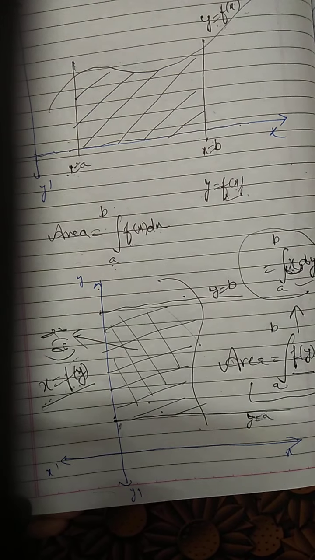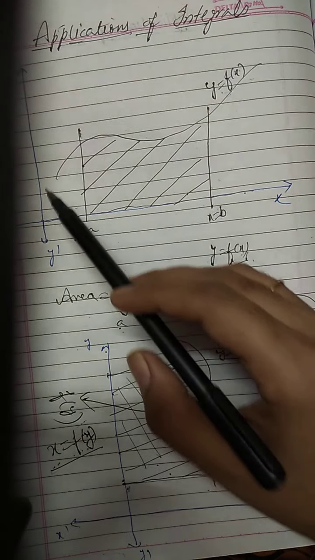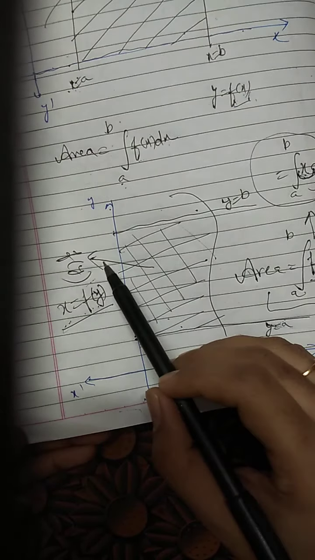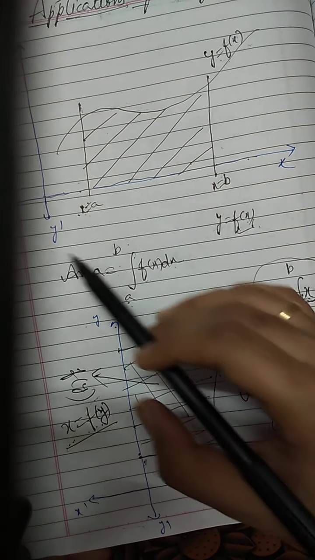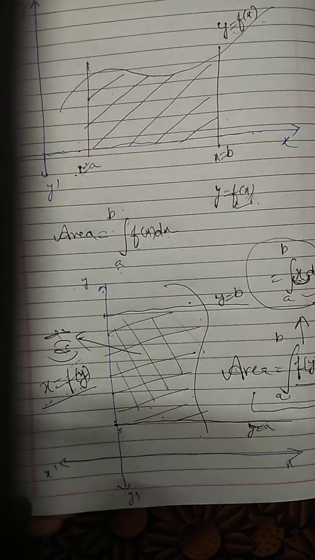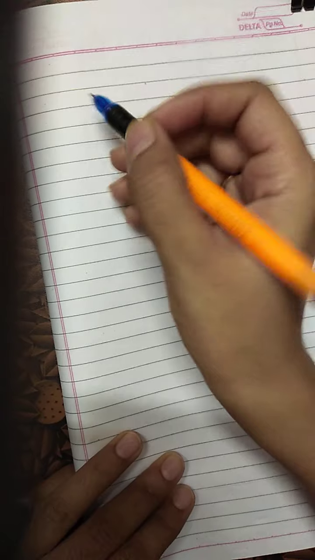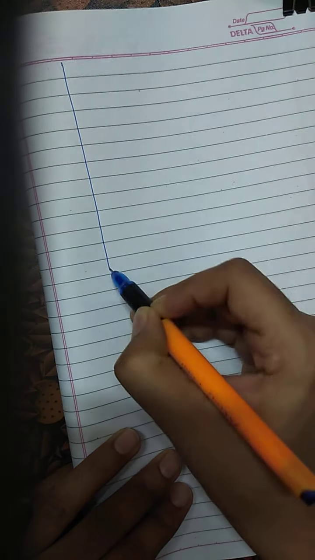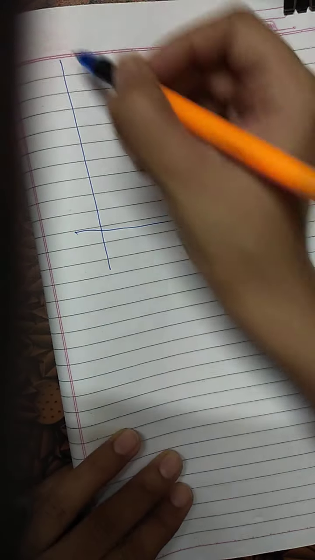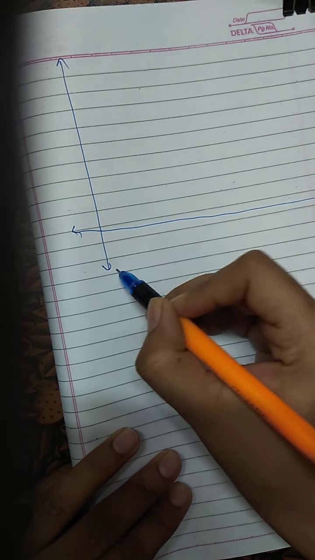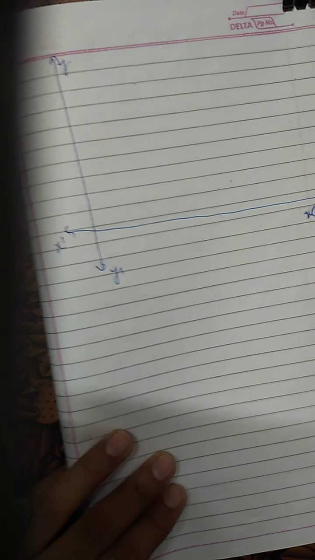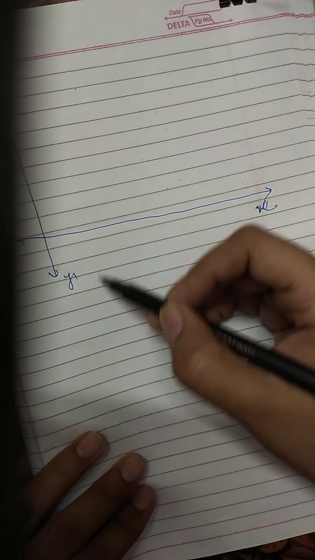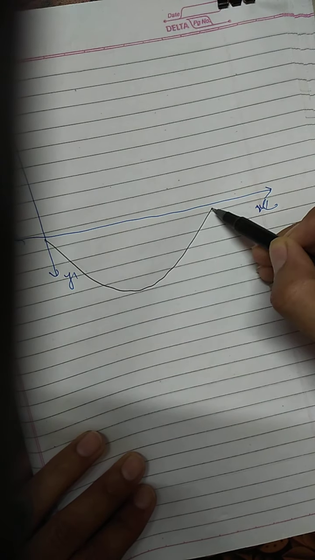Now let us discuss one more thing. I have taken the curve above the x-axis, and here also I have taken the curve bounded by the positive y-axis. What will happen if this curve is below the x-axis? Let us discuss that. So here, if I take another curve, let me draw the curve. The curve is going like this.